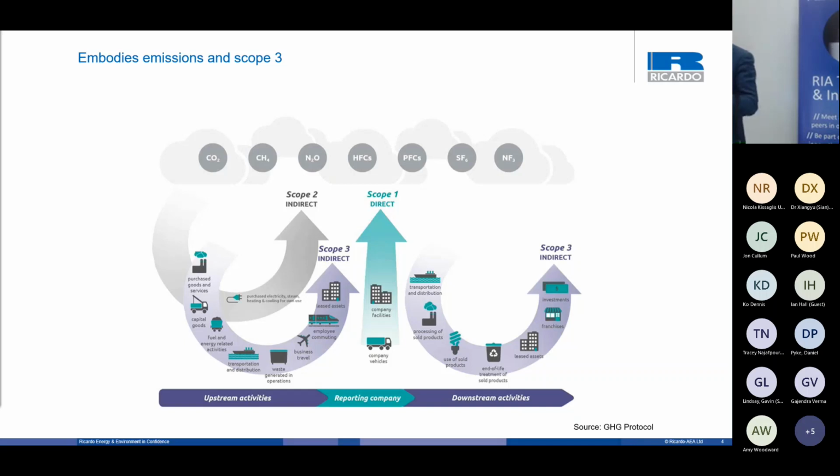I think the point here is that it's not sufficient nowadays to just look at your scope 1 and 2 emissions. If we're going to really tackle climate change, organisations need to be looking at scopes 1, 2 and 3, and they need to be doing that to get a fuller picture of where the impacts are across their operations, but also across their products.